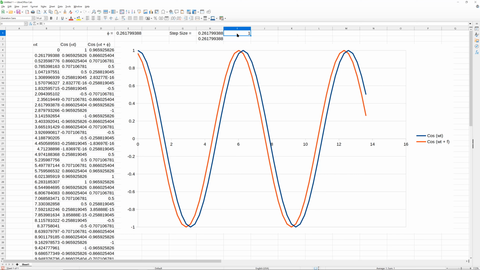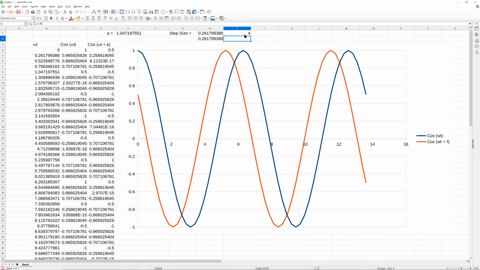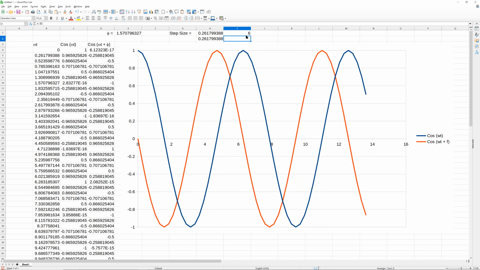And I can just go through tossing some numbers in here. There's a 2 shifted farther to the left. There's a 4 shifted farther to the left as well. And a 6 shifted farther to the left like that.